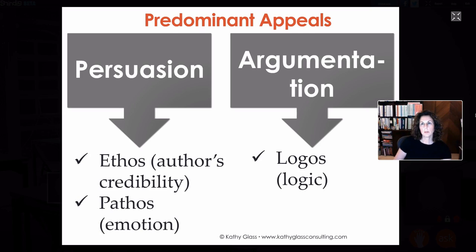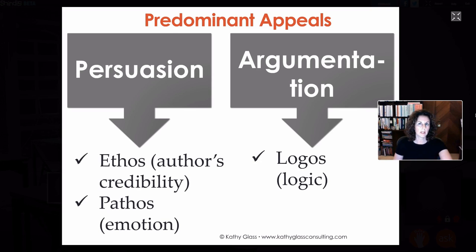So when we talk about argumentation versus persuasion, we're talking about using logic to convince the reader of a particular position. So we're talking about evidence here. We're talking about using facts and data and anecdotes and primary source material, et cetera, to really formulate a logical argument. Persuasion deals more with the ethos or the pathos.